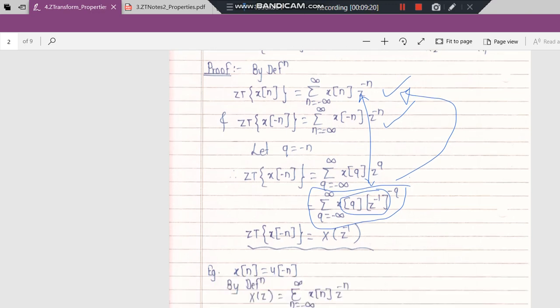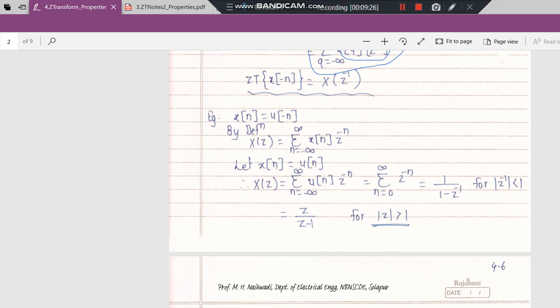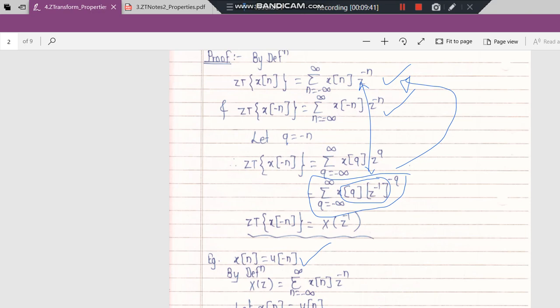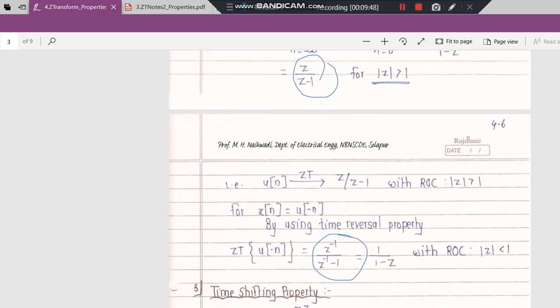So this proof we can now use to solve the numerical. Okay, so in this numerical, if you are asked to find the Z transform of u of minus n, it is sufficient to know the Z transform of u of n. So if this is the Z transform of u of n, as we have solved in the numericals, then simply by using this time reversal property, we can find the Z transform of u of minus n like this. Okay, so hence the properties are very useful for directly finding the Z transforms. Okay, thank you.